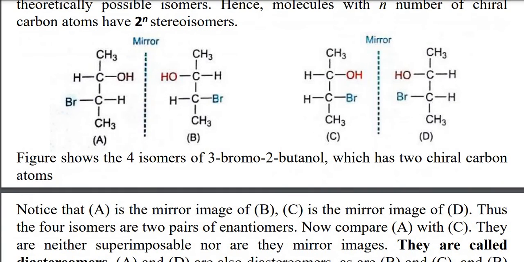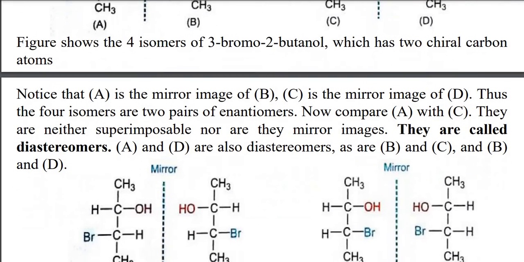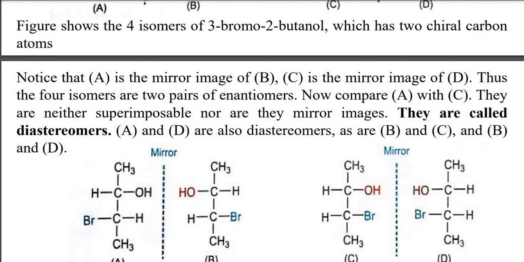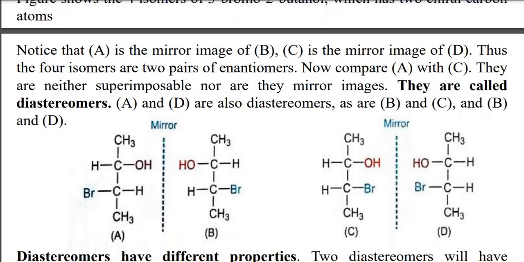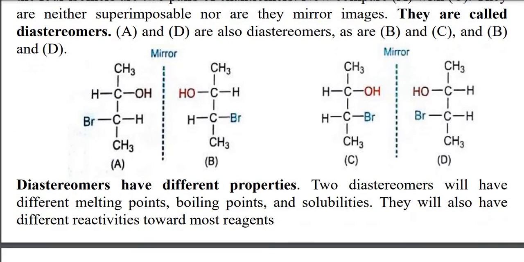So let's figure out the four isomers of 3-bromo-2-butanol, which has two chiral carbon atoms. Now notice that A is the mirror image of B, and C is the mirror image of D. Thus the four isomers are two pairs of enantiomers. Now compare A with C. They are neither superimposable nor mirror images. They are called diastereomers. You can see A and D are also diastereomers, as are B and C, and B and D.